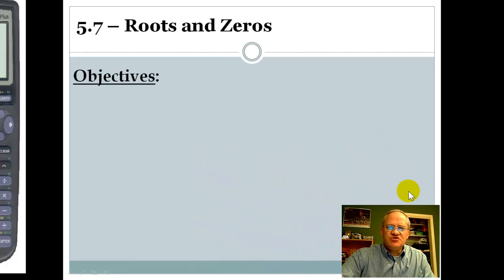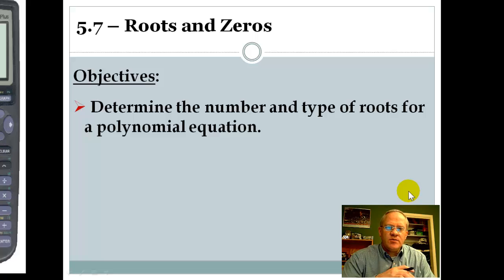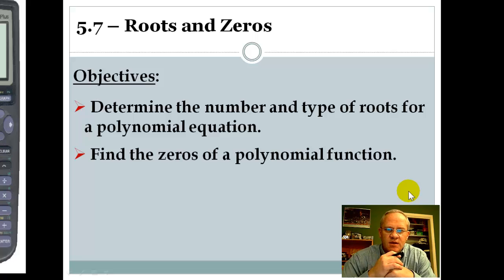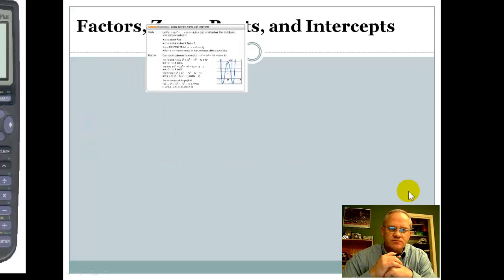First of all, our objectives. Number one, we want to be able to determine the number and type of roots for a polynomial equation. So in other words, we'll solve it and see what kind of roots we get. And then number two, find all of the zeros of a polynomial function. So again, finding the zeros.